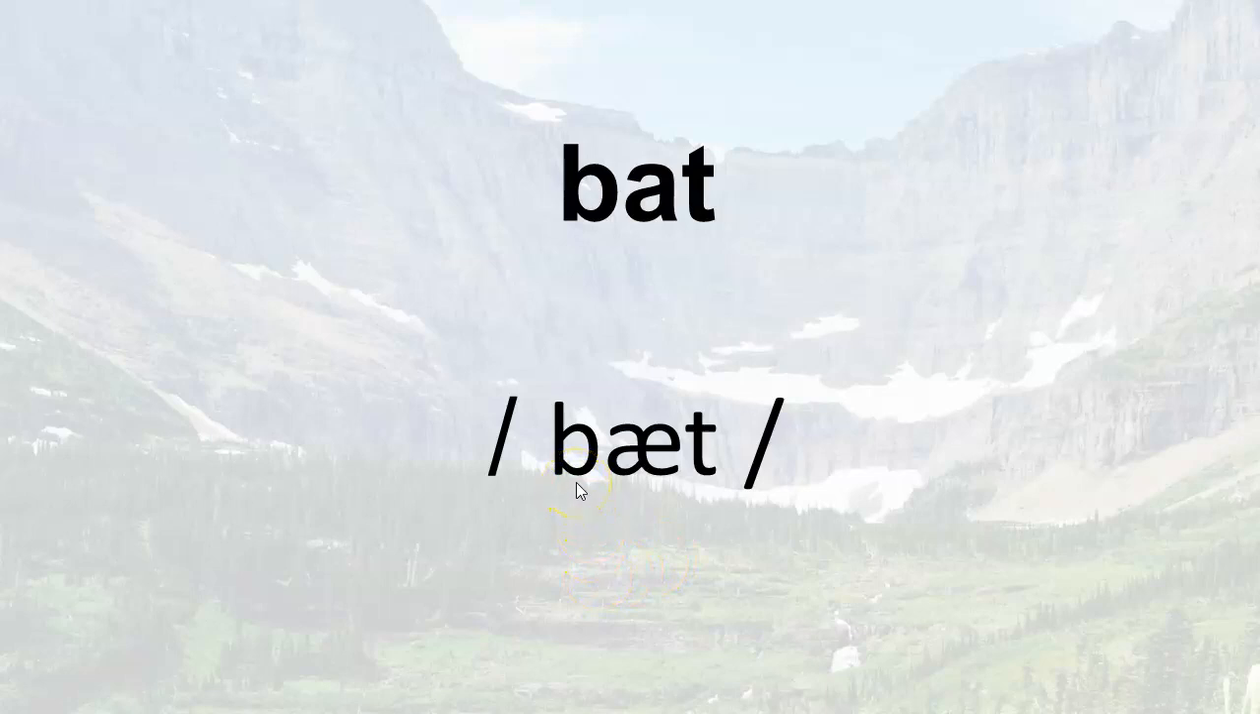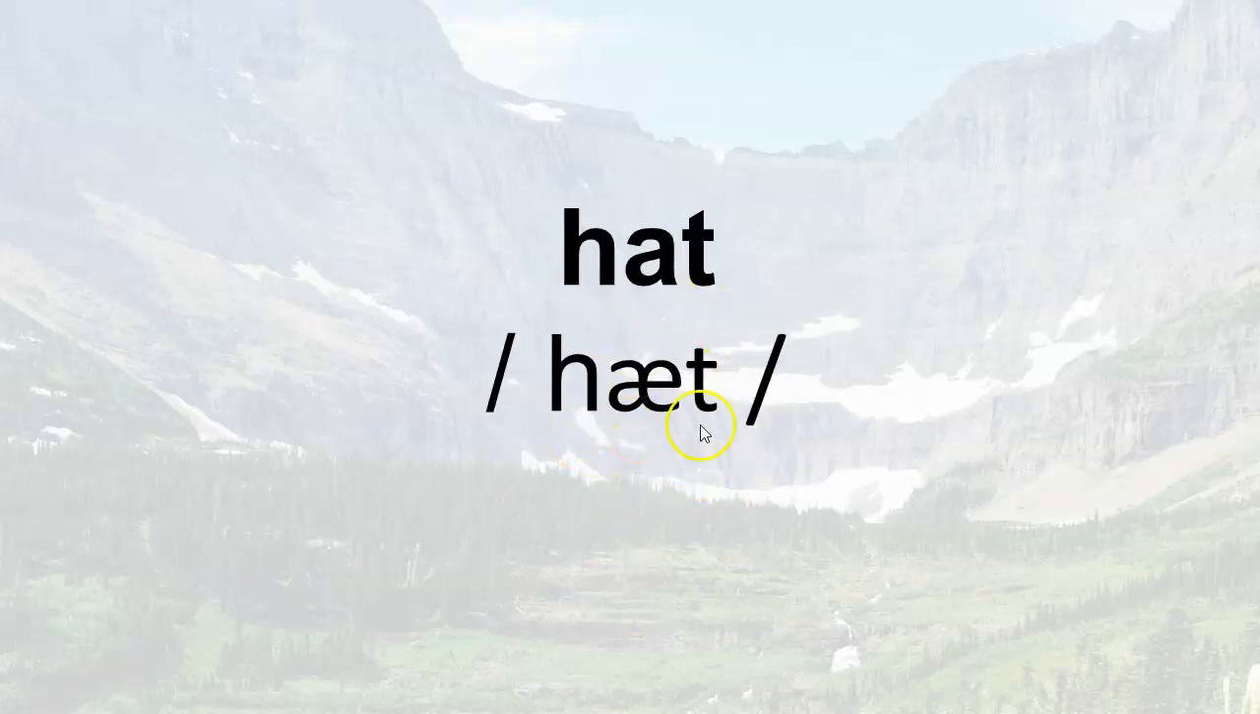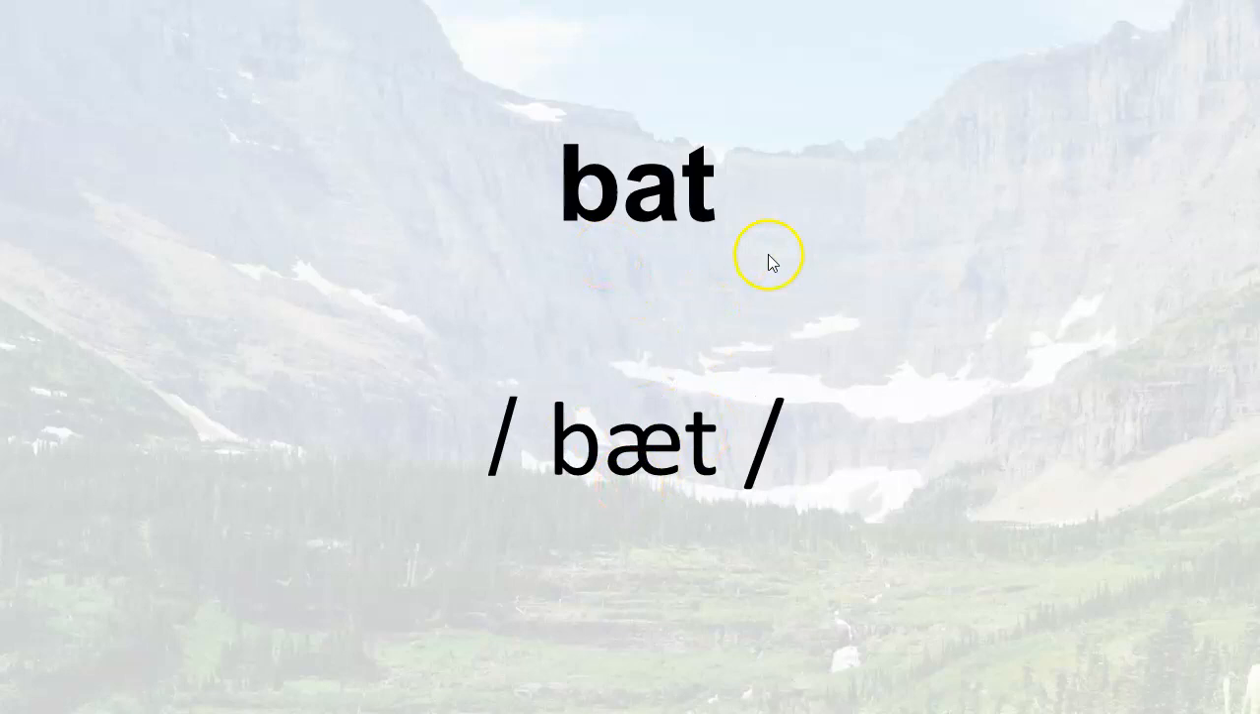This symbol in the IPA represents the sound b. We know this is a, and we know this is t. Put it all together: bat. So now you have another American English word. So far we have cat, hat, bat.